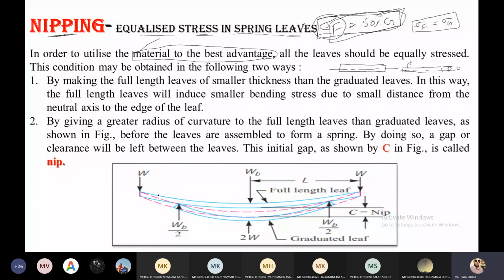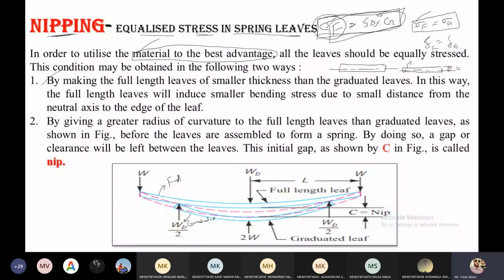See here, this one is known as the full length leaf, and this is the graduated leaf. This is the first method. If we do it like this, it overcomes the stress problem, but the deflection difference between the full length and graduated leaves is not overcome. So sometimes we can achieve it by this method.